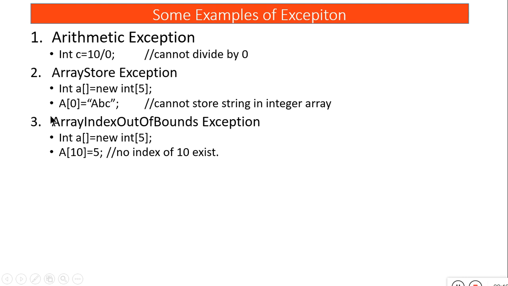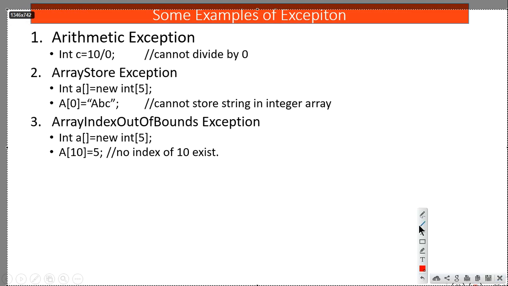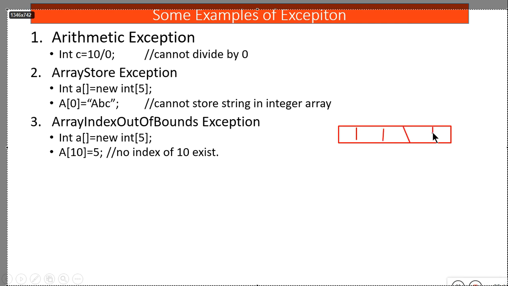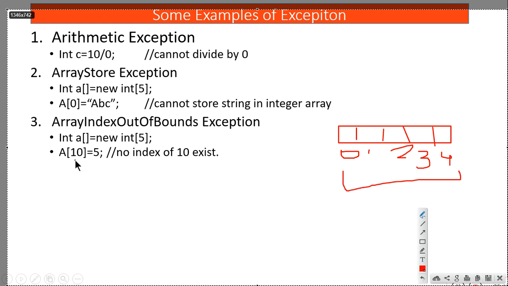Now here, this exception will be raised in this case. Basically I have created an array of 5, so the numbering is 0, 1, 2, 3 and 4. The index is only from 0 to 4, but here I am using the index number 10, which does not exist. So it will generate a runtime error, and the exception class object will be of array index out of bounds exception.